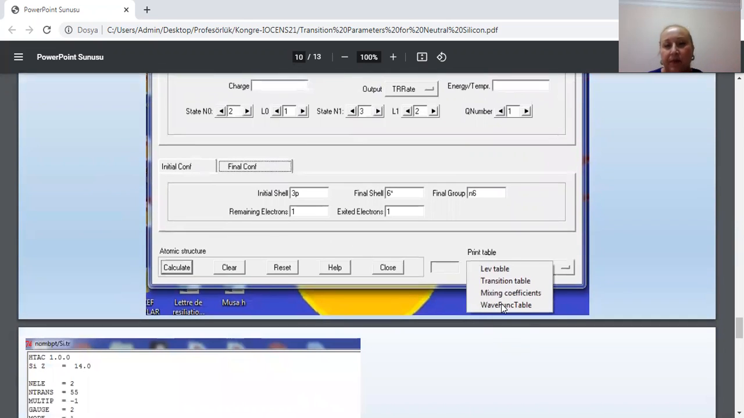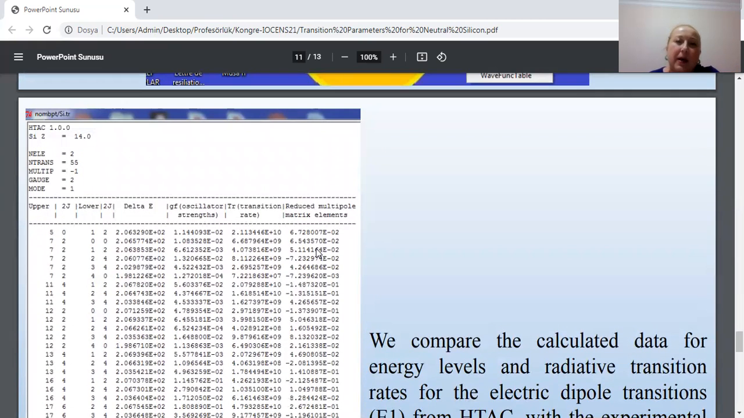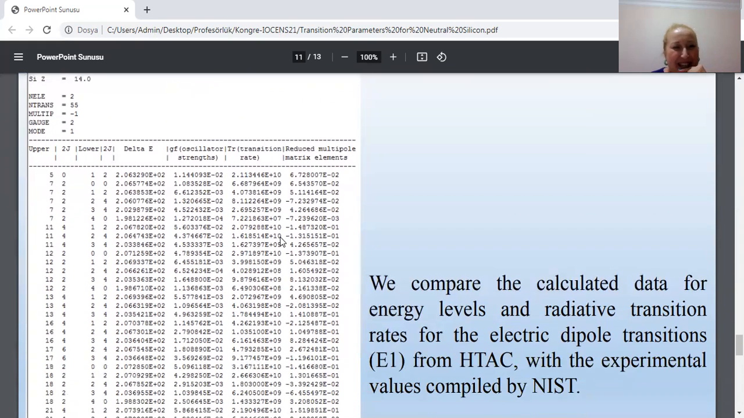And the program gives these four tables. The level table means the energy table. The transition table gives the parameters, oscillator strengths like this, and also mixing coefficients, the wave function table like this. So on this slide, you can see the result of this program. Yes, you can see here, it gives the oscillator strengths, transition rate, reduced multipole matrix elements. Yes, I will talk about these methods in the next talk. Yes, I have to say this one.